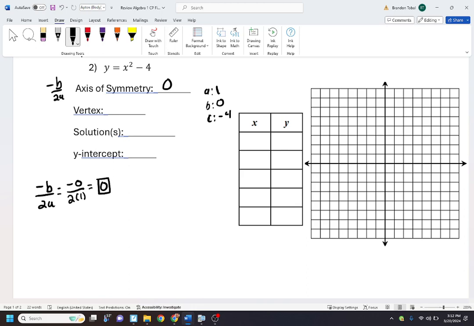And the vertex is 0 comma something. So now my next step to find the something is to take the 0 and plug it into every x I see. In this case, there's only one x. So y equals 0 squared minus 4. 0 squared is just 0, so it's 0 minus 4, which is y equals negative 4. So it's 0 comma negative 4 for the vertex.